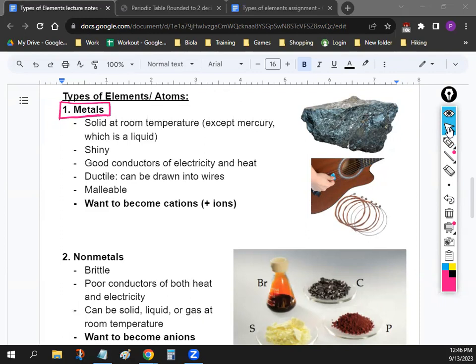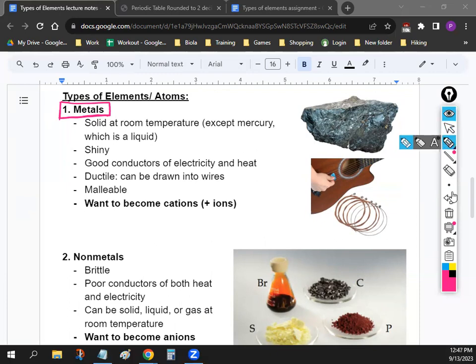And like I said, they're the metals that you're familiar with. They're solids at room temperature. There's only one exception, which is mercury, which is a liquid. Metals are shiny. They conduct heat and electricity. They're ductile, which means you can make wires out of them. And they're also malleable, which means you can bend them without breaking them. Okay.